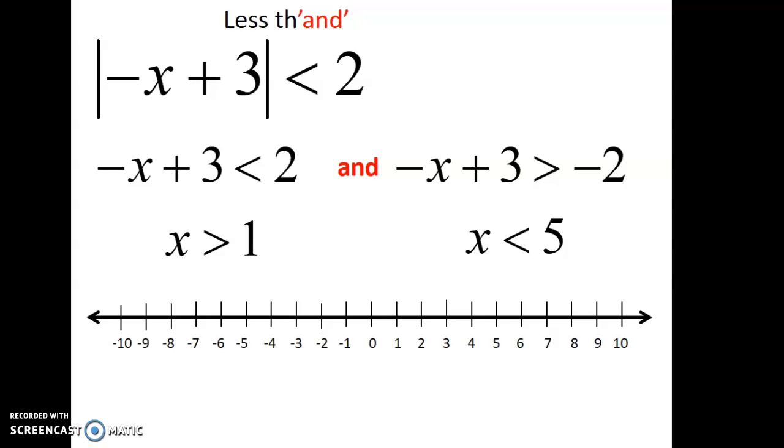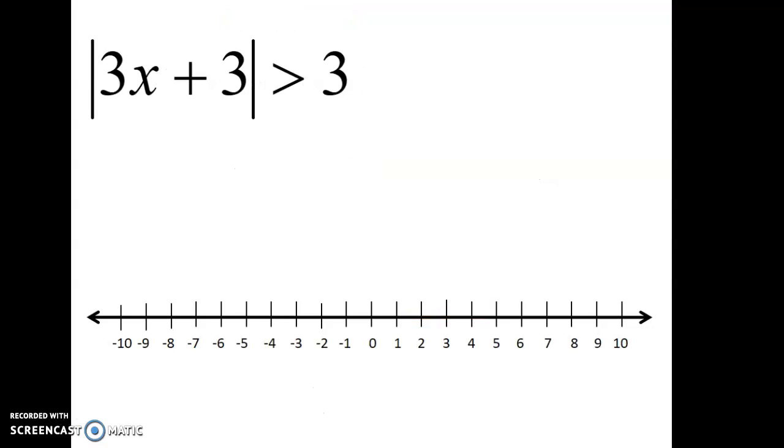For our graph, we start at 1 with a parenthesis going to the right, and then 5 with a parenthesis going to the left, and the overlap is between them. Our interval notation will be (1, 5) with parentheses. Again, we're looking for the correct inequality answers, the correct graph, and the correct interval notation. So we've done two. Try this one on your own. Pause the video, come up with the answers, graph it, and write down the interval notation.